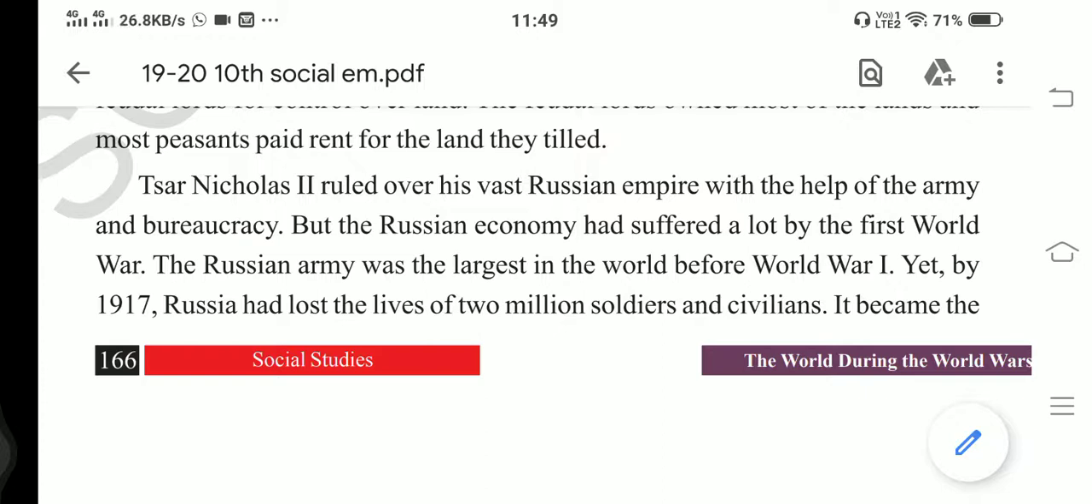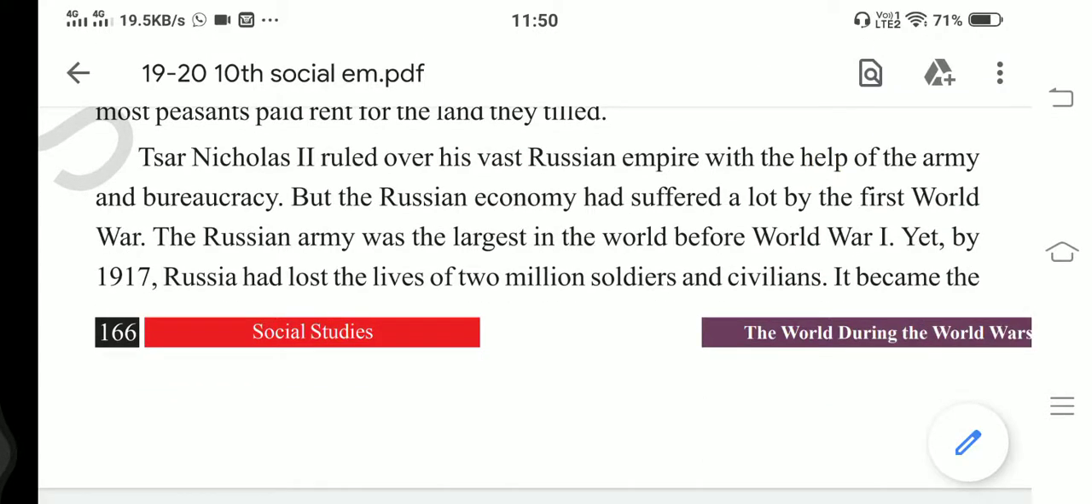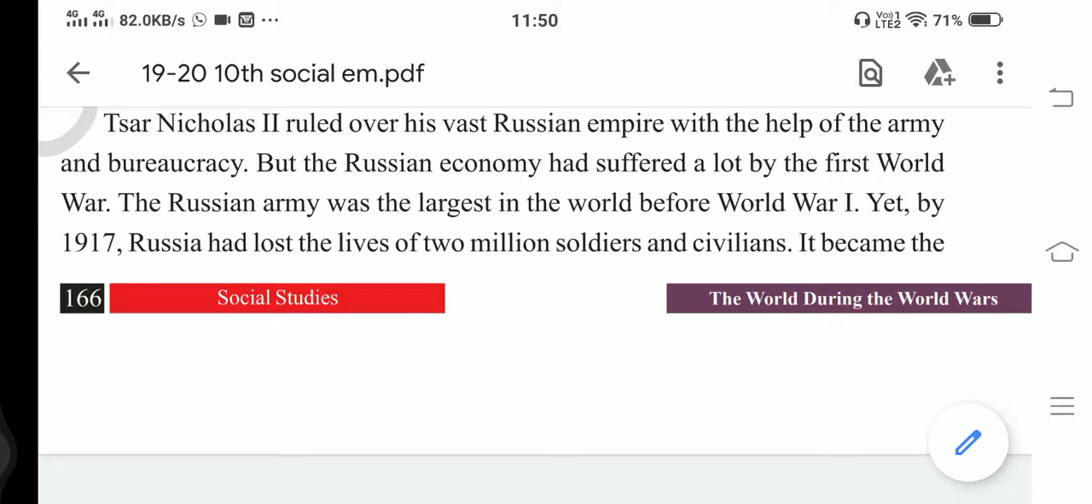This Russian Empire had suffered a lot by World War One. Dear students, during the World War One time, the Russian Empire had expended much more in the war. So by World War One, Russia suffered a lot. There was a loss of 2 million soldiers and civilians, citizens. Near about 20 lakh soldiers and citizens were lost by Russia. It became the biggest loser of human lives in World War One.